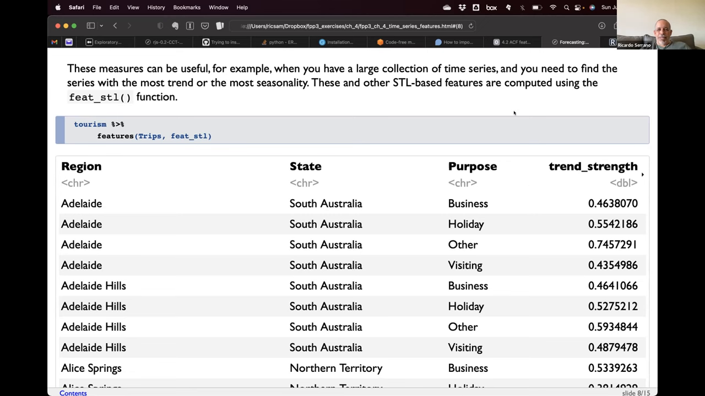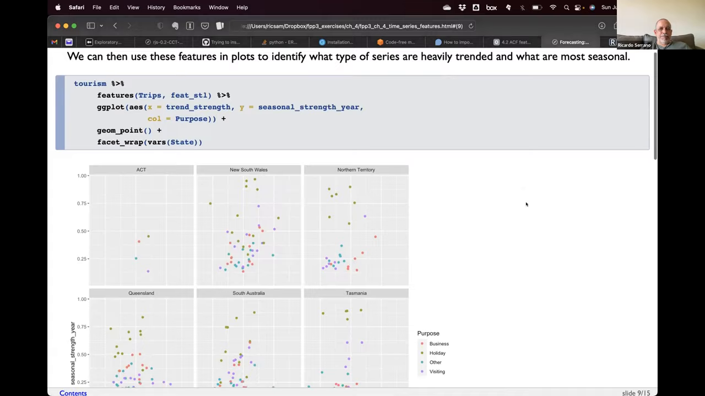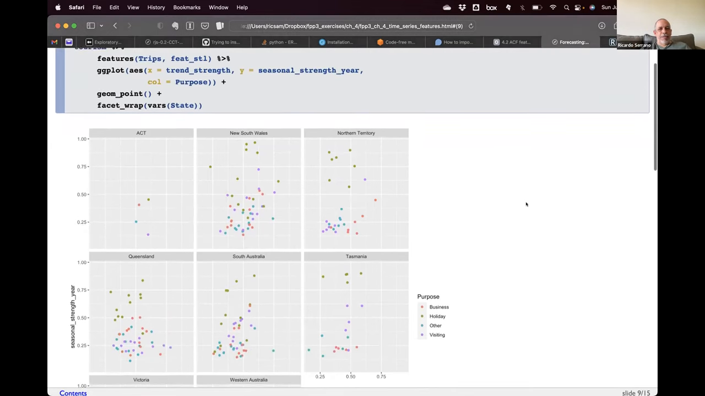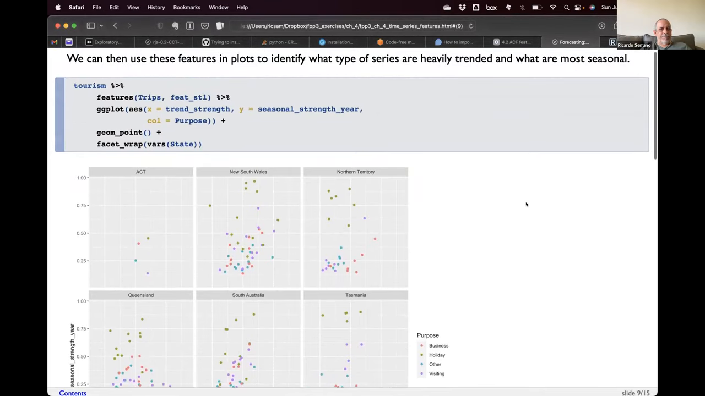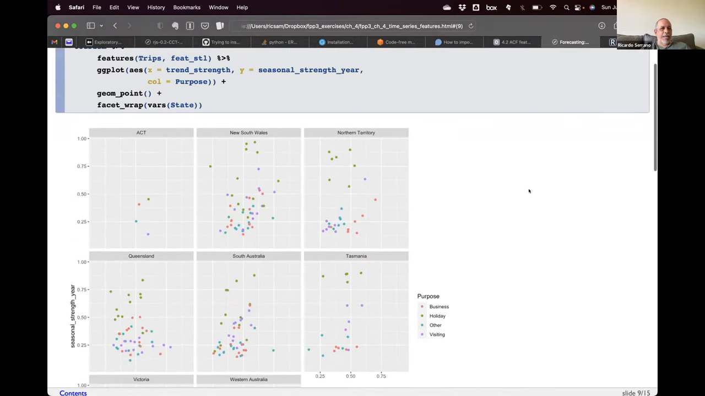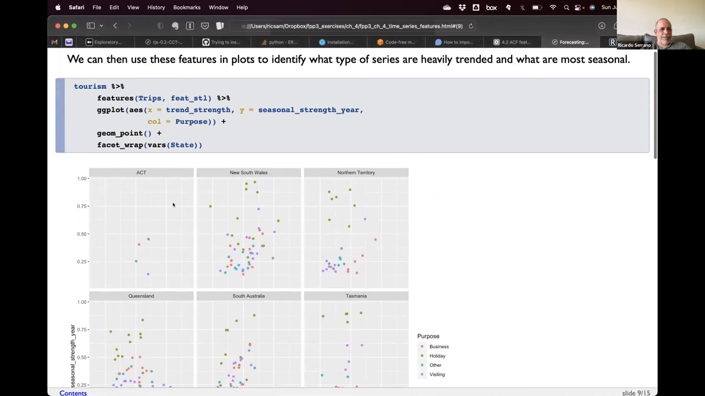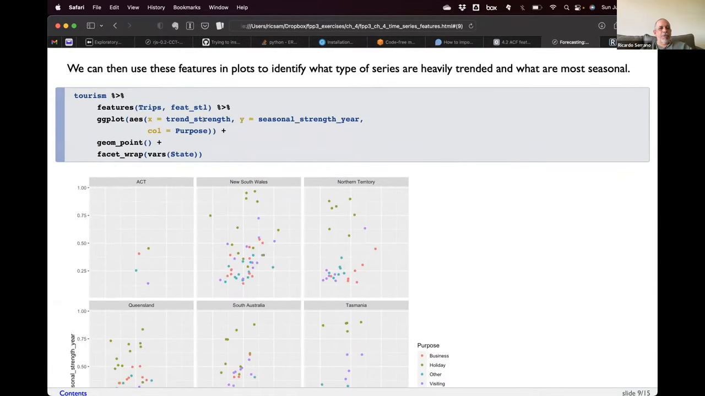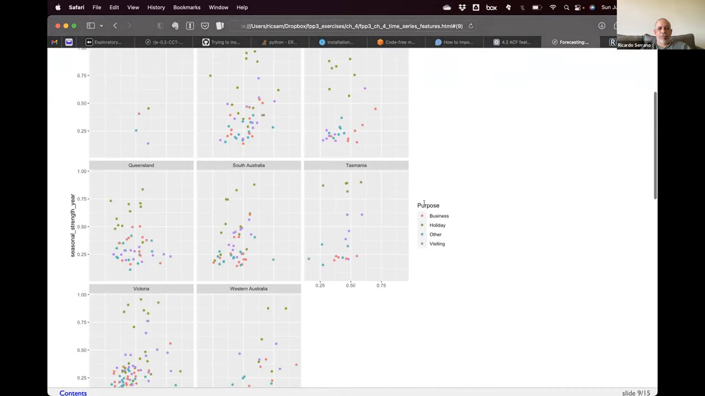Okay, so let's continue. Just through the sequence of the presentation here in the book, we have facet plots, different plots from different regions. What they're plotting here on the x axis is the trend strength that we already have from the function feasts, and then on the y axis is the seasonal strength. So you have the trend in one axis and the seasonal in the other, and the colors represent the purpose: business, holiday, other, and visiting.